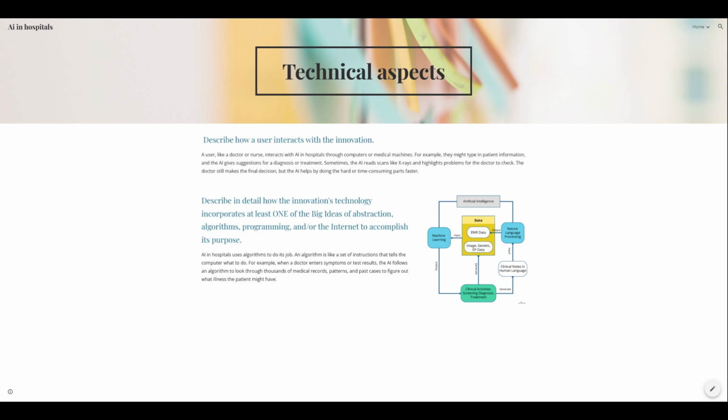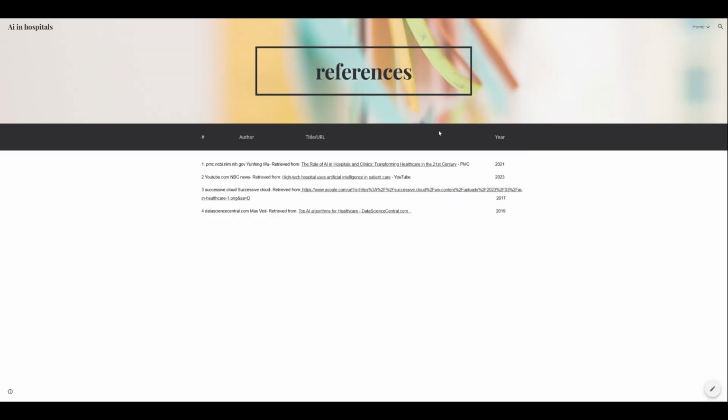And then I have a little diagram on the side that shows how the AI works, gathering data and then machine learning from different experiences. And this is my reference tab, which has the roles of AI.